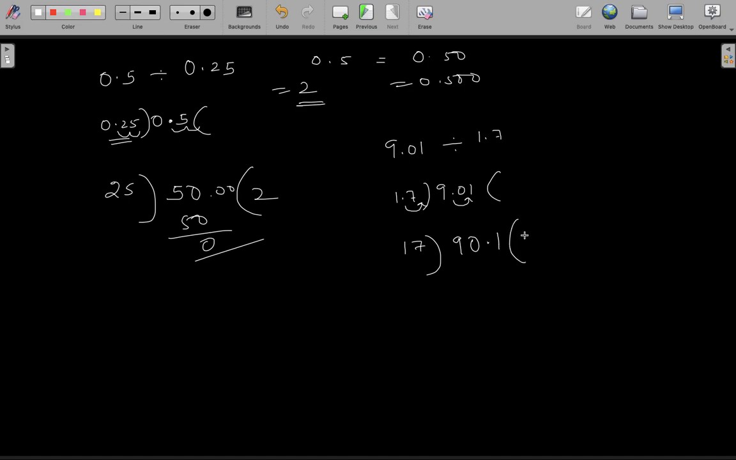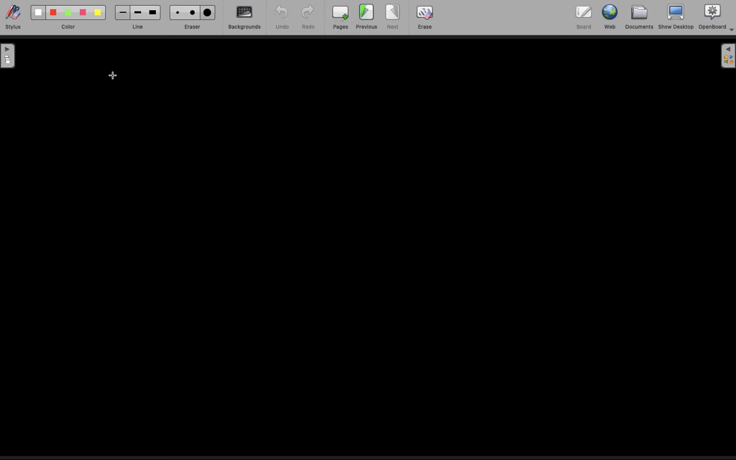90.1 when divided by 17, 17 times 5 is 85. 90 minus 85 is 5. Bring down this 1, but this 1 is after the decimal point, so we'll keep the decimal here also. 17 threes is 51, leaving you with a 0 remainder. So this is 5.3. You understand? Say suppose I have 10.011 divided by say 2.35.